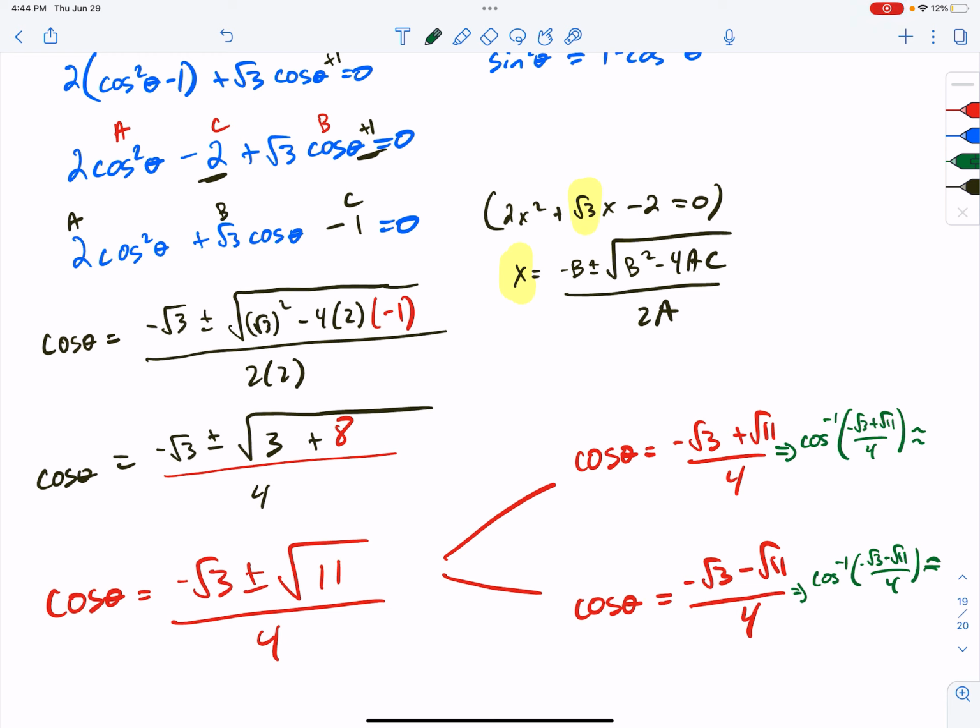And I get 1.635 radians. And that is between 0 and 2 pi. 0 and 2 pi, that's 0 and 6.28 radians. So we are in that. That is good.